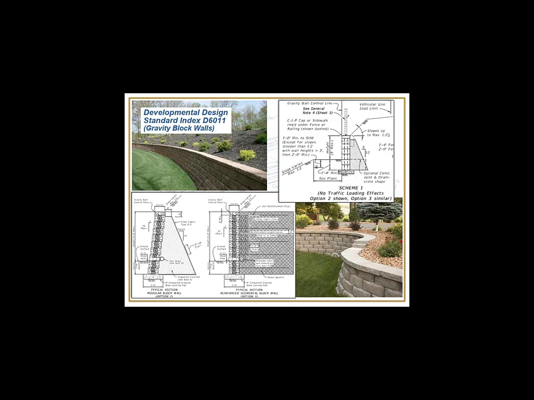So the developmental design standard for the gravity block walls essentially will look something similar to the pictures there. It's really intended just as an option to the cast-in-place gravity wall, and it's very similar to the GRS IDDS developmental standard index 6025 that's used for bridge abutments, but it's just a lighter design and some additional options that you can see there for the option 2 using permeable concrete backfill.